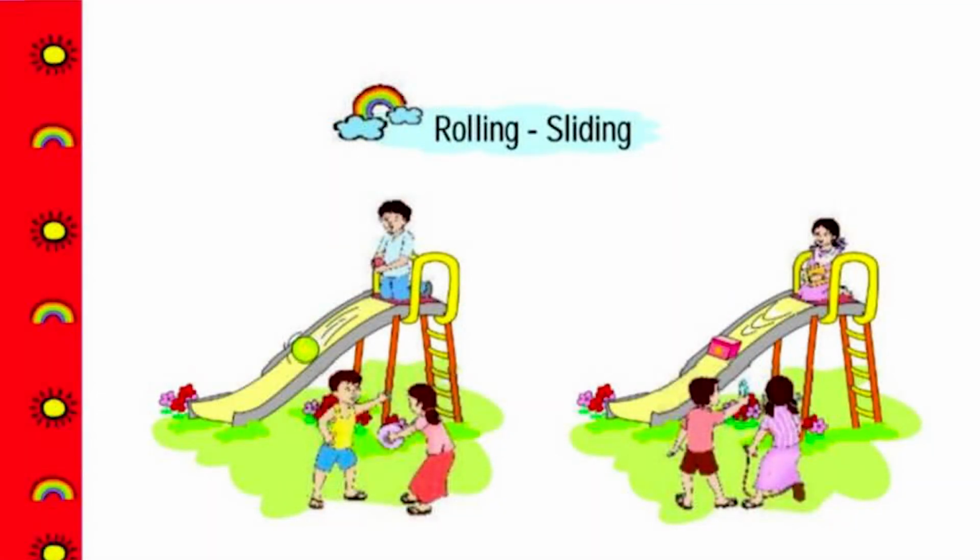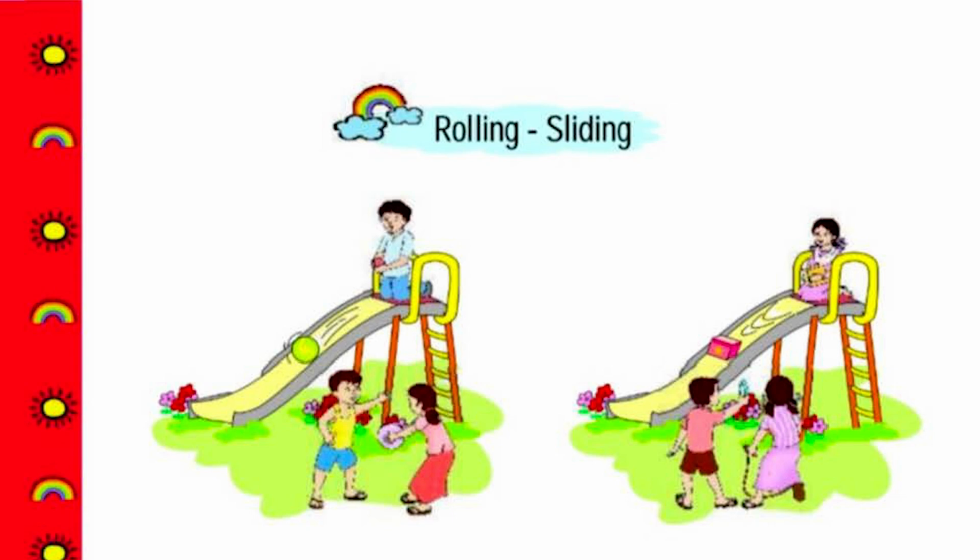Now let's see in the textbook. Page number 12. Topic is rolling and sliding. In this picture you can see that the ball is rolling and the box is sliding.